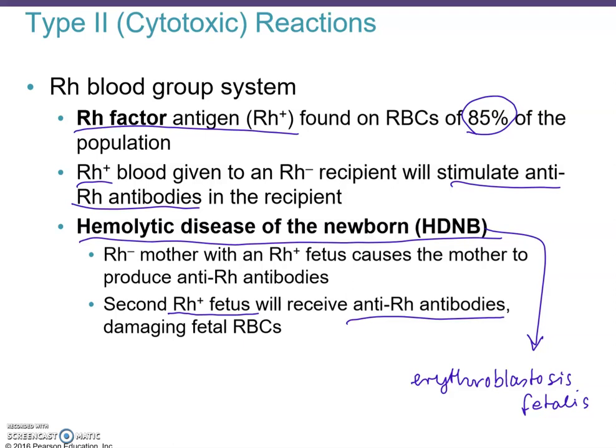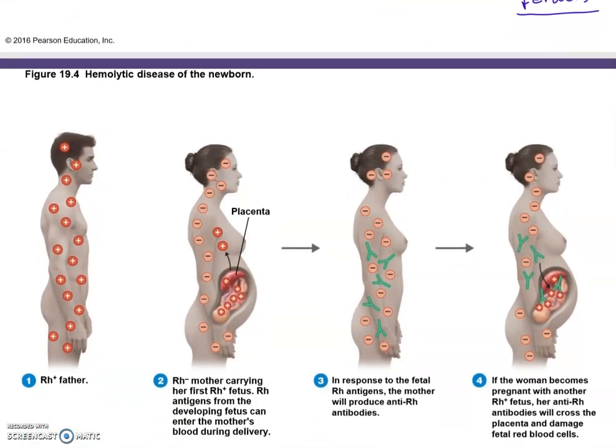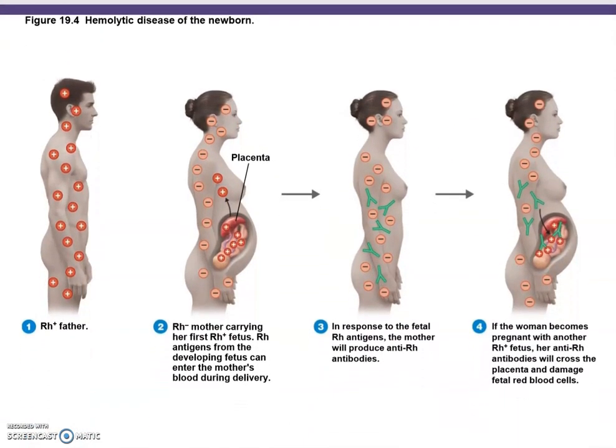And again, the disease is called hemolytic disease of the newborn, or otherwise known as erythroblastosis fetalis, fetal referring to the fetus. It is fatal too, but here the term refers to the fetus. So here's what happens. Hemolytic disease of the newborn. So you have the Rh positive father, the Rh negative mother, and Rh positive is dominant.